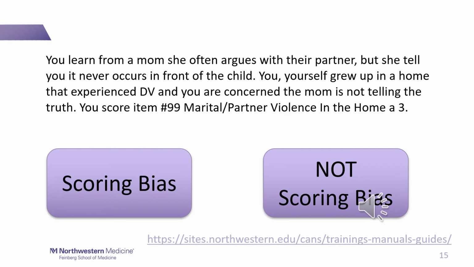You learn from a mom she often argues with her partner, but she tells you it never occurs in front of the children. You yourself grew up in a home that experienced DV, and you are concerned the mom is not telling the truth. You score item number 99, marital partner violence in the home, a 3. Is this a form of scoring bias or not scoring bias?